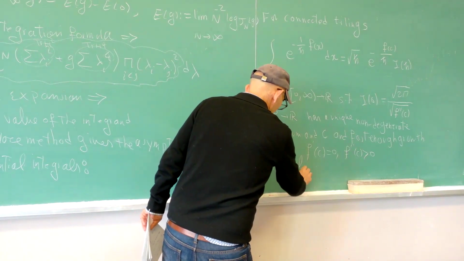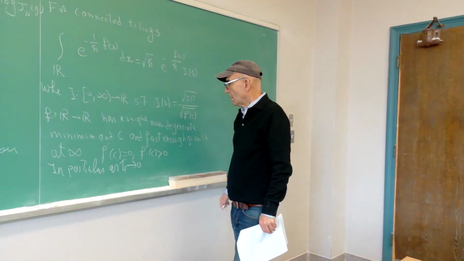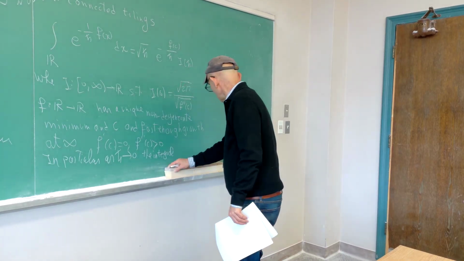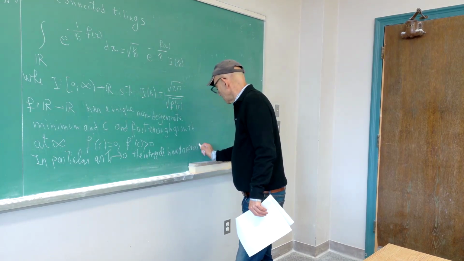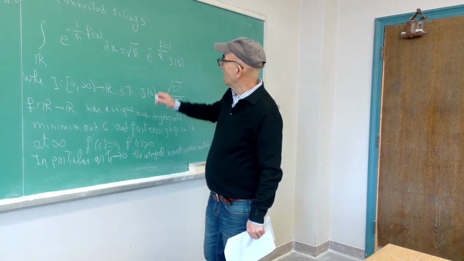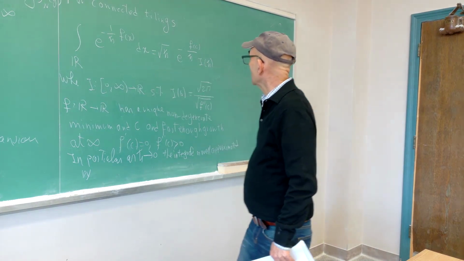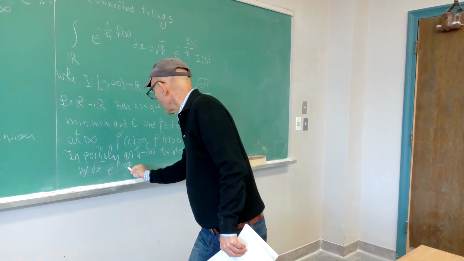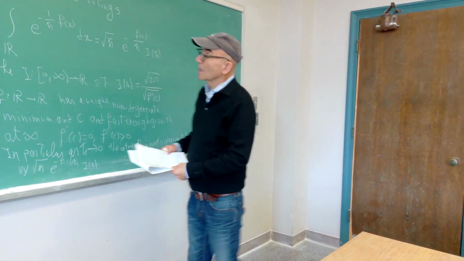Okay. So in particular, as h bar goes to 0, the integral is well approximated by root h bar times e to the minus f of c over h bar times I of c. And that's what we want to do here.